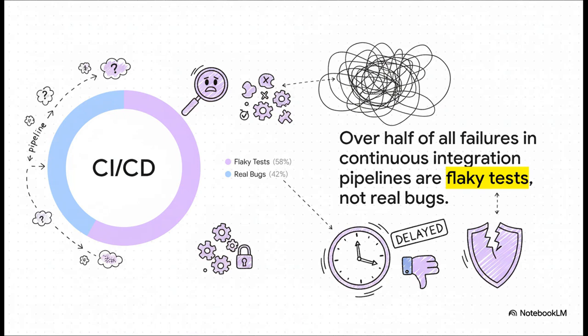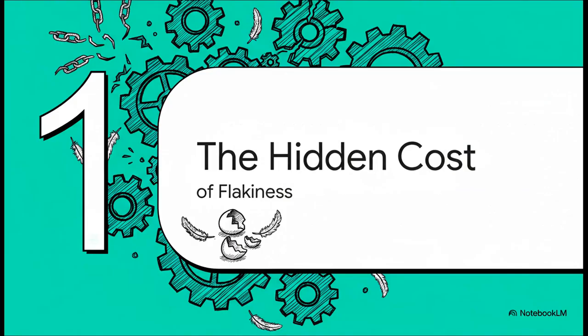And if you want to see just how bad it is, look at this. More than half of all the failures in our CI/CD pipelines, the engine that releases our software, aren't even real bugs. They're just flaky tests. This creates so much noise and it completely erodes your team's trust in the whole system, slowing everything down. So let's really dig into this hidden cost.